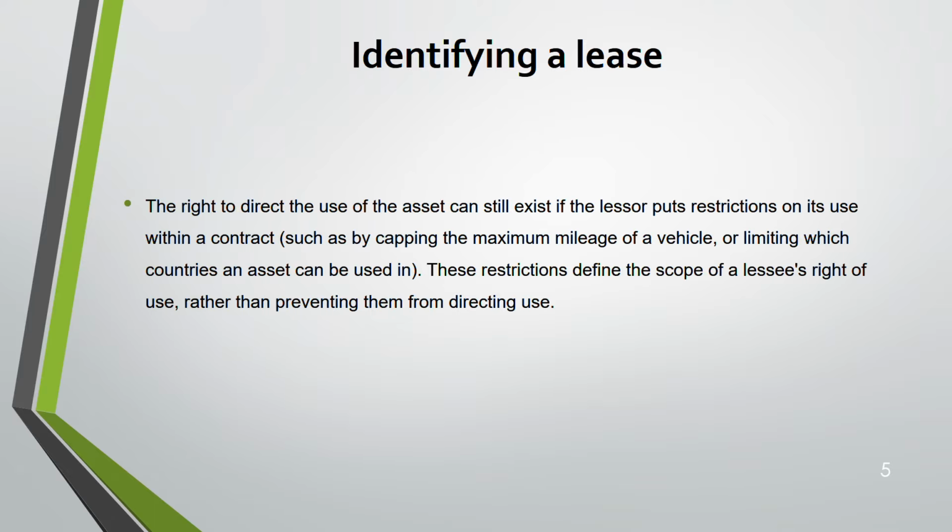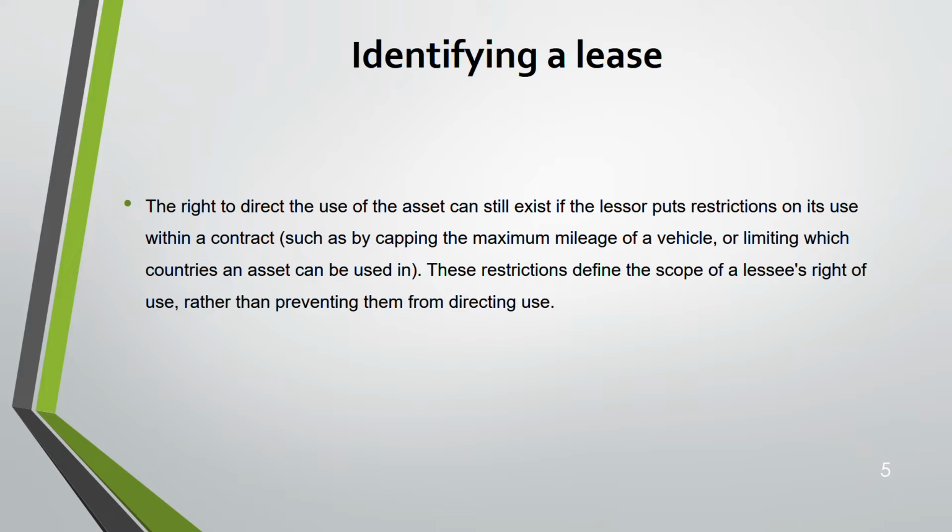Now, the right to direct, please understand this part. This part is a little tricky. The right to direct the use of an asset can still exist if the lessor puts restrictions on its use within the contract. Let's say the lessor is saying that you can only use this asset in certain countries, beyond these countries you cannot use it, or you are capping the maximum mileage of a vehicle. So what's happening here? Still, the lessee can have a say on directing how the asset will be used.